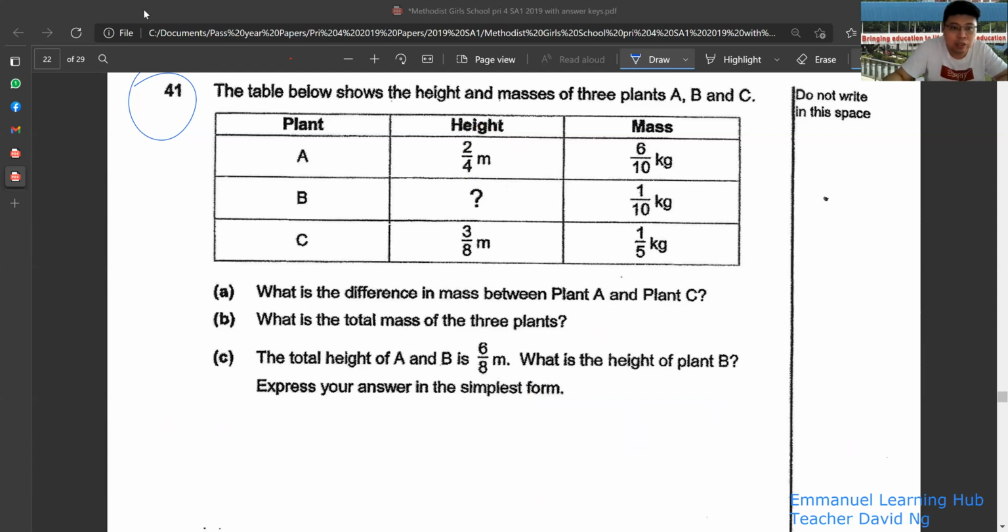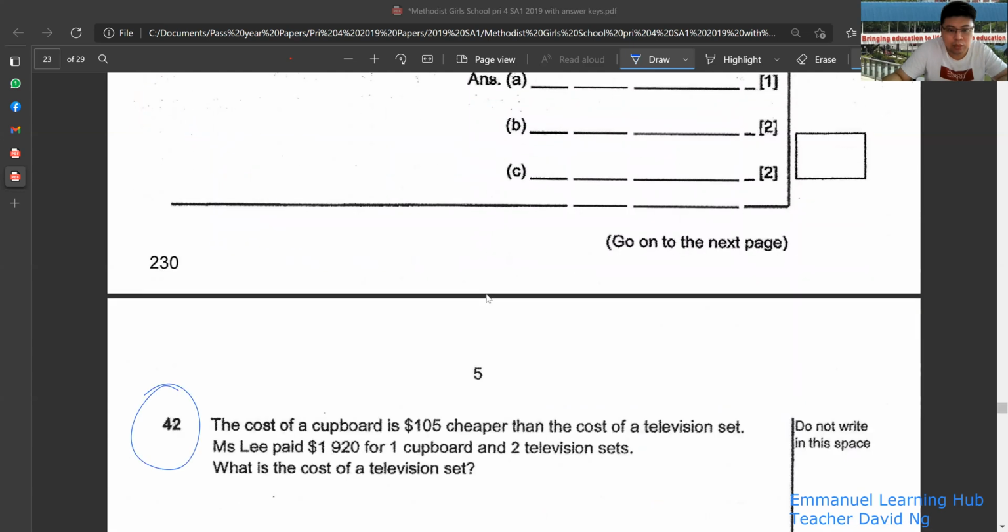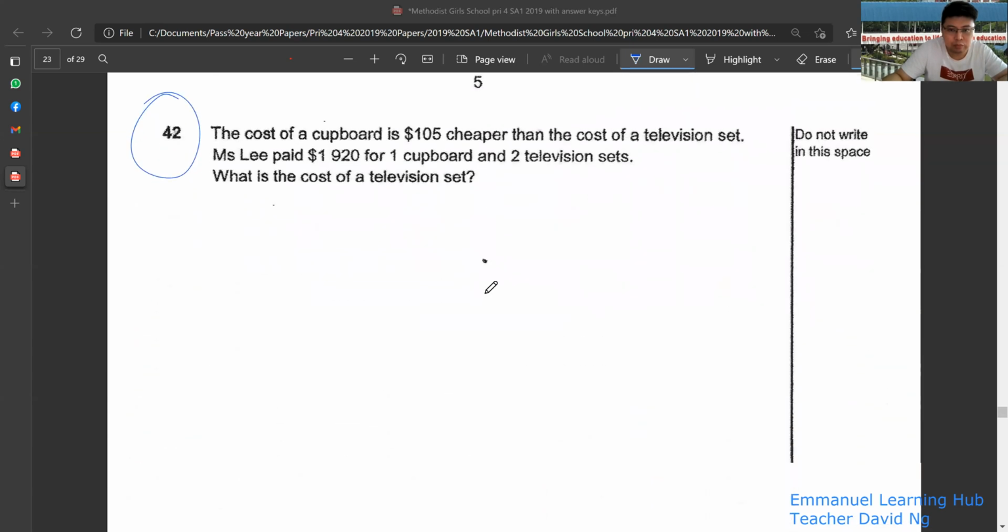Okay, move on to the next question already. 42. The cost of a cupboard is $105 cheaper than the cost of a television set. So Miss Lee paid 1,920 for one cupboard and 2 television sets. What is the cost of a television set? So what must you do?